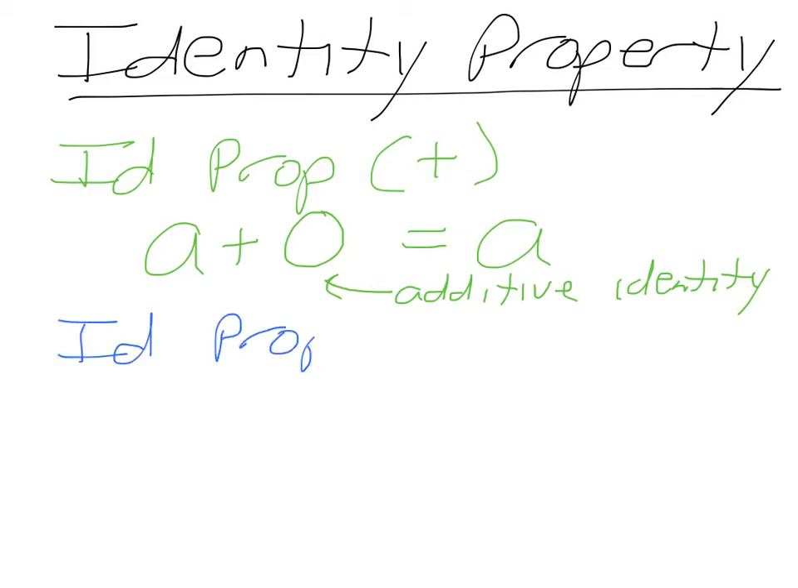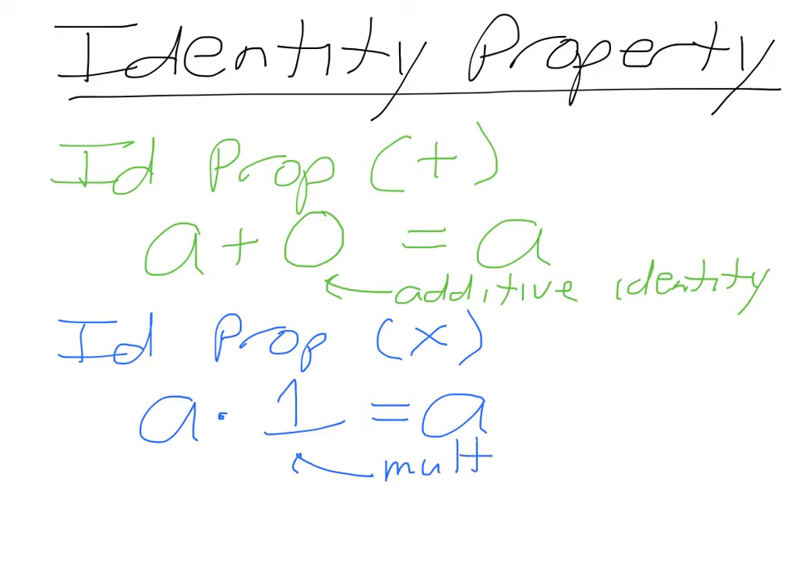The identity property of multiplication says I can take a number, multiply it by some number, and get that number back. What number can I multiply by any number and get that any number back? Yep, that's right. It is 1. And 1 is known as the multiplicative. Yes, say that with me. Multiplicative. It's a funny word. Multiplicative. And it's the multiplicative identity.